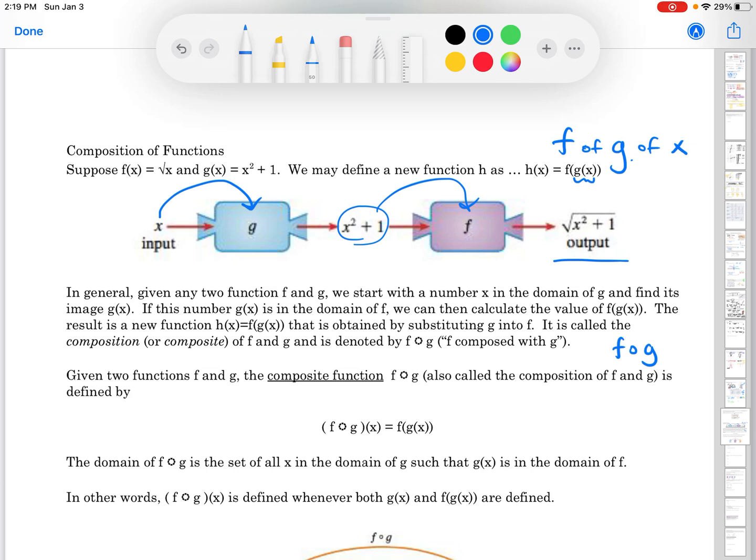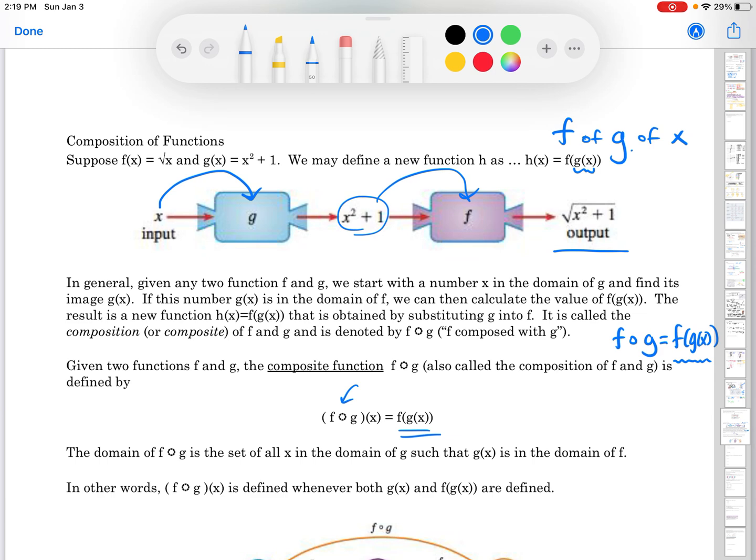We read that as f composed with g, and it means the exact same thing as f of g of x. Honestly, I think this notation makes a little more sense, but you'll see both of them, so it's good to know that they mean the same thing. Also, sometimes you'll see it written like this, f circle g, or f composed with g, or the composition of f and g of x, and it means the same thing, f of g of x.